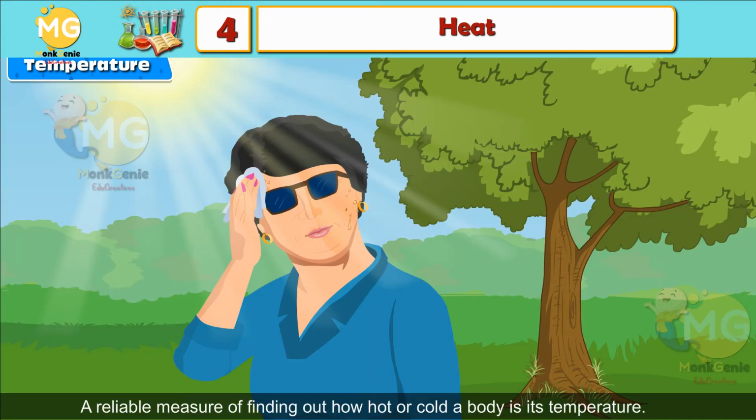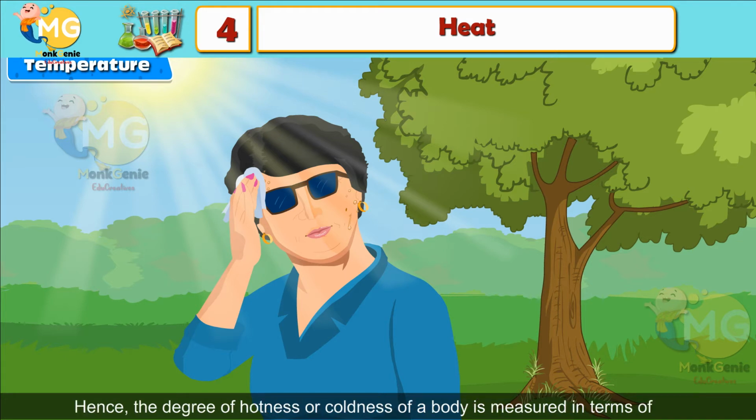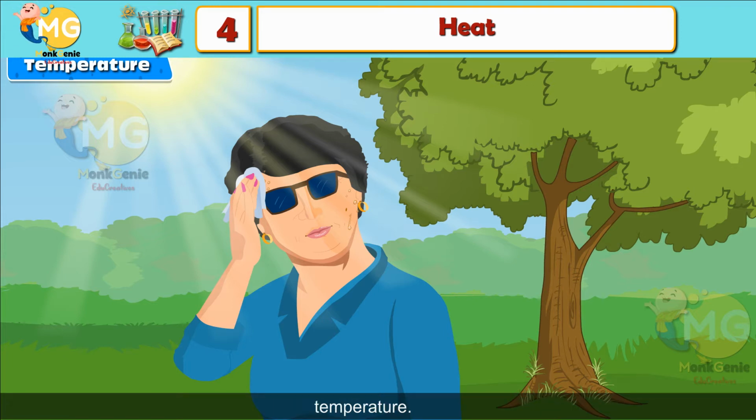Temperature. A reliable measure of finding out how hot or cold a body is, is its temperature. Hence, the degree of hotness or coldness of a body is measured in terms of temperature.